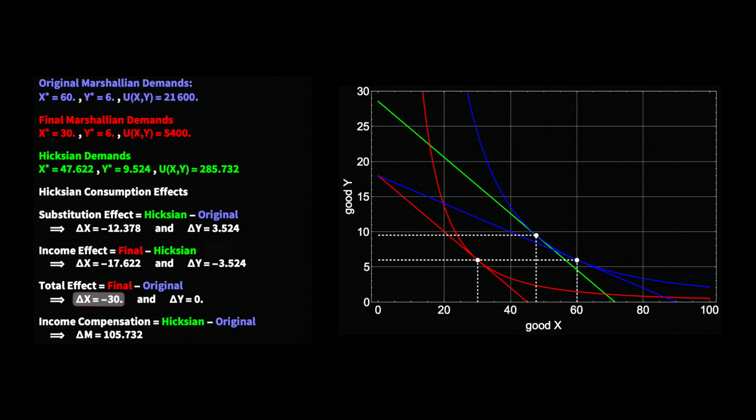In this case, the total effect of good X is negative because its price has increased, and the total effect of good Y is 0 since its price has not changed, so the substitution and income effects cancel out. All Cobb-Douglas utility functions exhibit normal goods since the resulting substitution and income effects always act in the same direction.